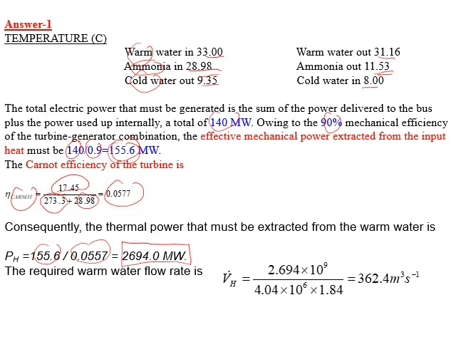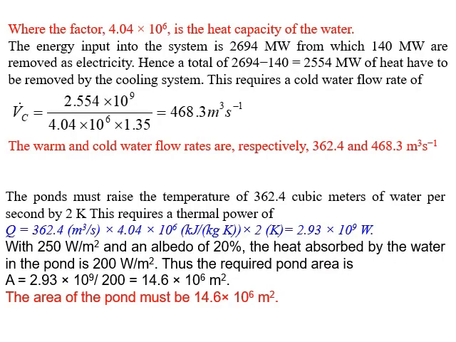I need it because I want to calculate the flow rate of the warm water. So I divide it by heat capacity times delta T, which is taken from the difference between here and here. It's also given in the question. This is the flow rate for warm water.